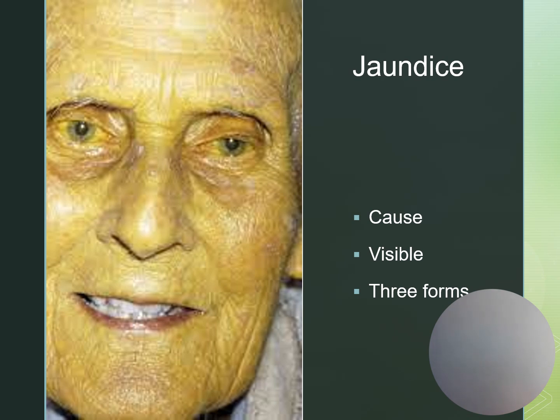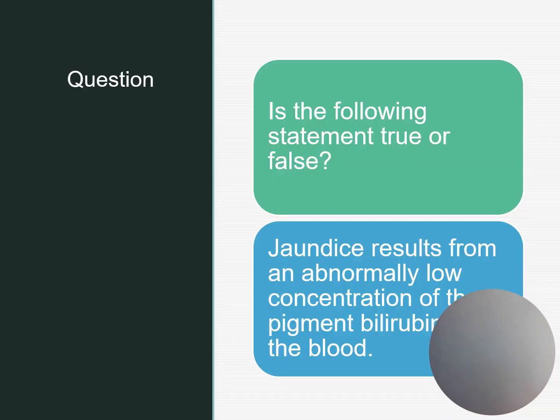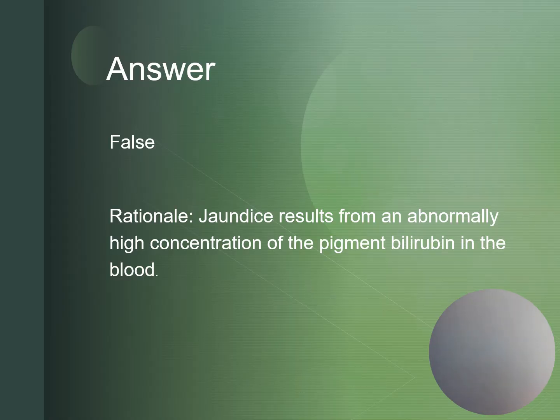There are three forms of jaundice. We have hemolytic jaundice, which is from an excessive destruction of red blood cells, hepatocellular jaundice, which comes from liver disease, and obstructive jaundice, which is from blockage of bile between the liver and the intestinal tract. True or false? Jaundice results from an abnormally low concentration of the pigment bilirubin in the blood. And we know this is false.